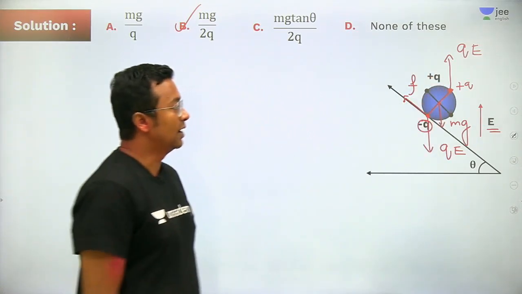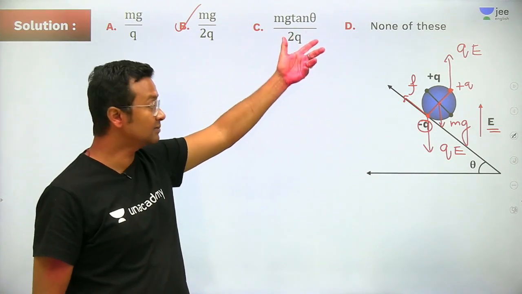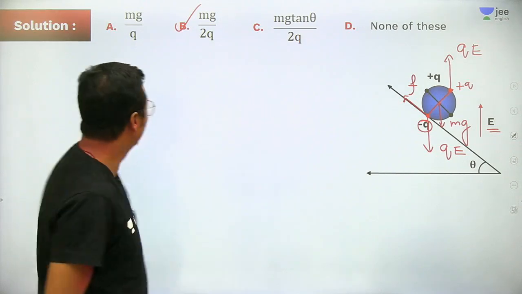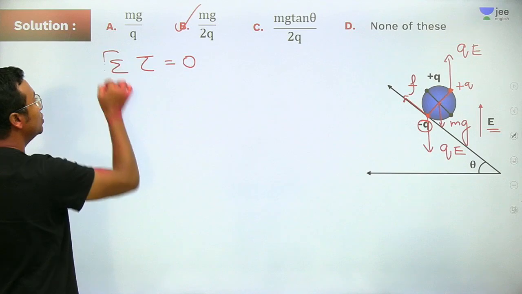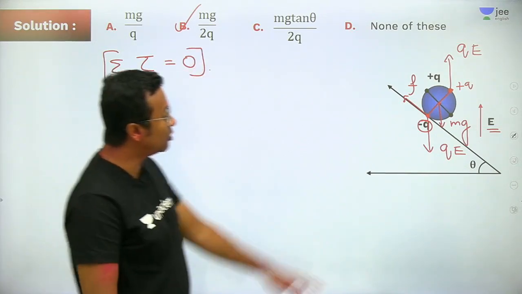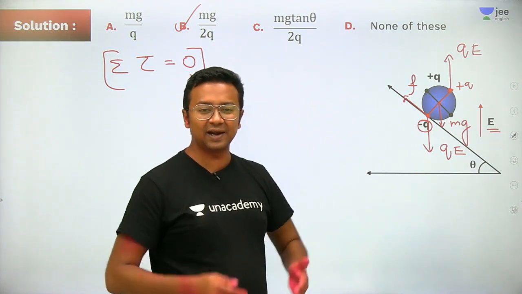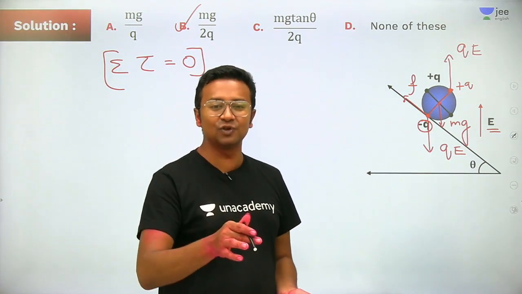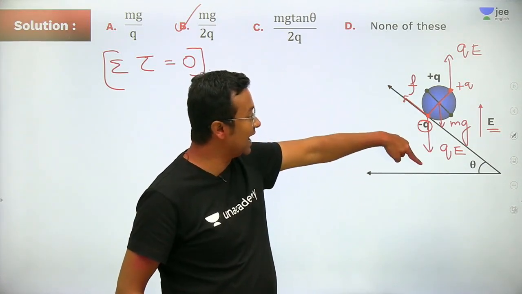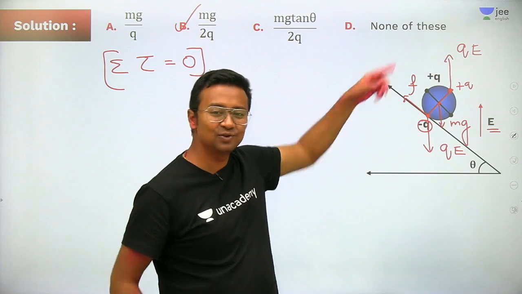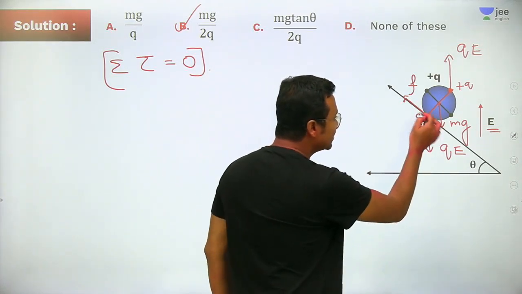Now, about which point should I find out the torque? The net torque should be equal to 0. That is, the summation of all the torques should be equal to 0. Simple idea: wherever maximum forces are acting, take the torque about that point, so that I don't have to find the torque due to those forces. If you look at the bottommost point, I have QE acting here and friction acting here. So to make my life simple, I will take the torque about this bottommost point, call it my O.